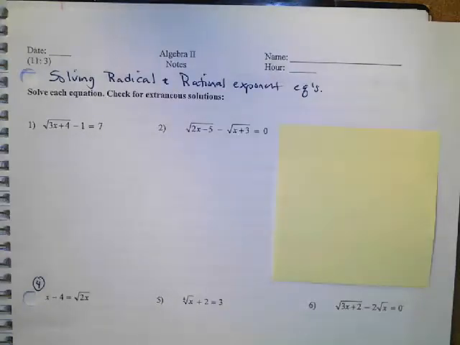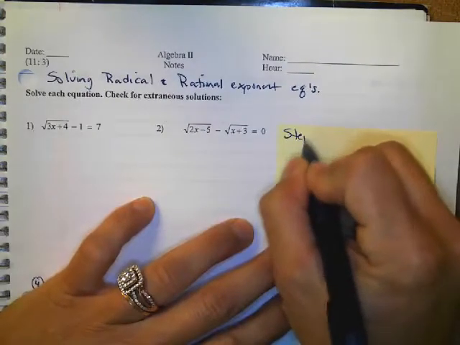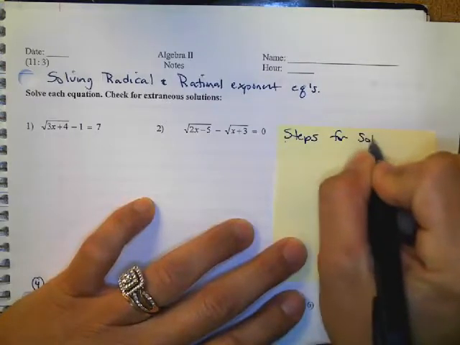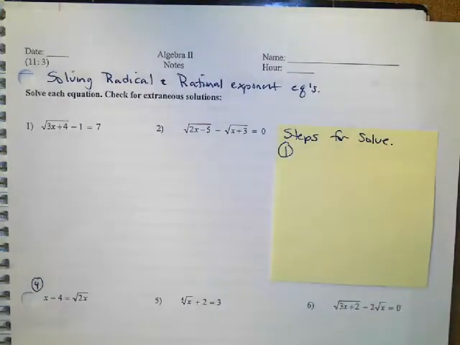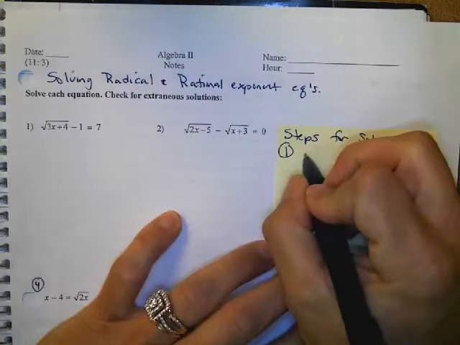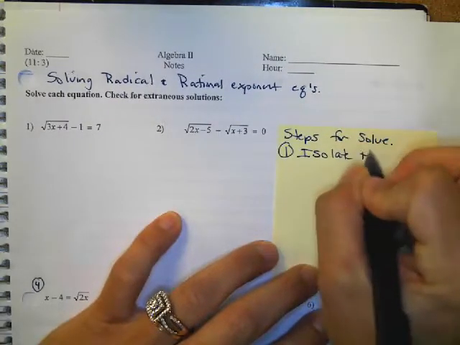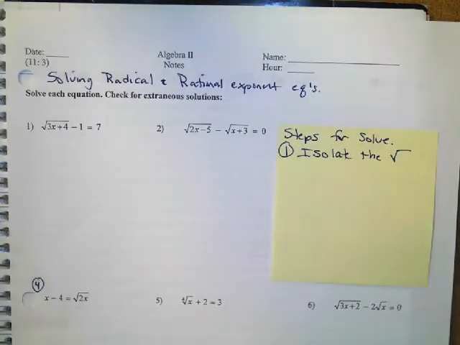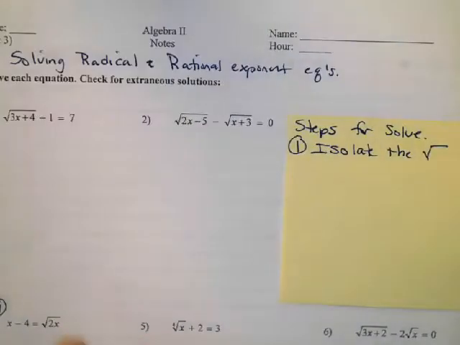So step number 1 is going to be to isolate the radical. I'm going to leave these very general because we're going to use these same steps when we solve all of these equations. So step 1 for question number 1 is isolate the radical. What that means is it needs to be on a side by itself. And I'm going to zoom in a little bit here so you can see the question as well.